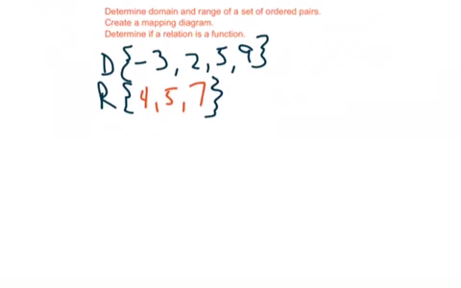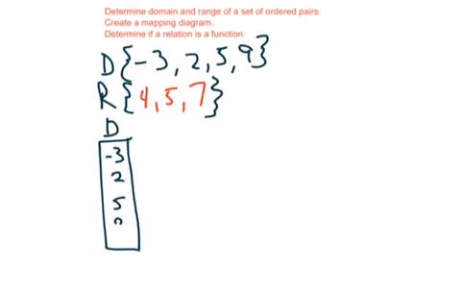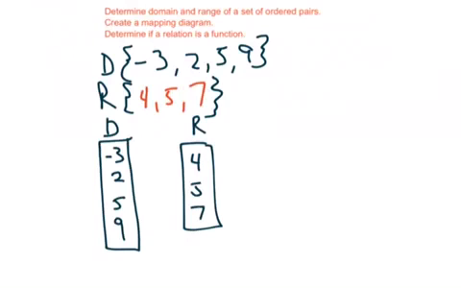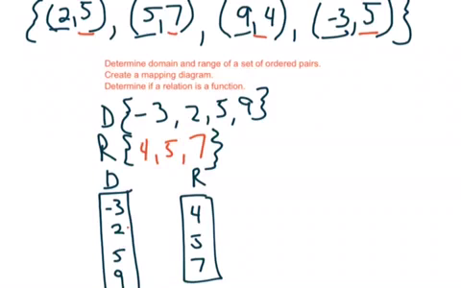Next step is to make a mapping diagram, so listing all the possible x values in one box: -3, 2, 5, and 9. Listing all of the possible y values in the other box: 4, 5, and 7. And now we're drawing arrows. So the 2 matches with the 5 from this first point here. The 5 matches with the 7 from the second point. The 9 matches to the 4. And the -3 matches to the 5.